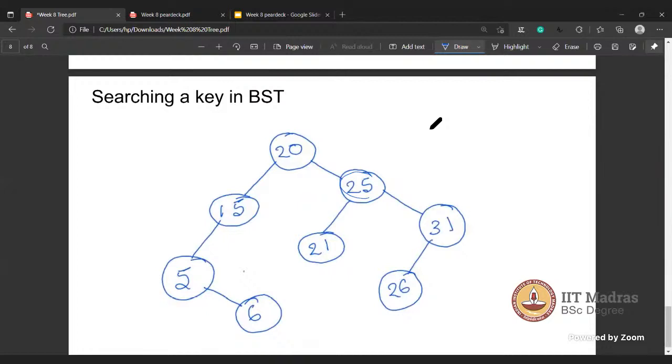Based on this, we have some question on peer data. Can we find out the complexity? So what is the search? What is the best case? Then worst case.